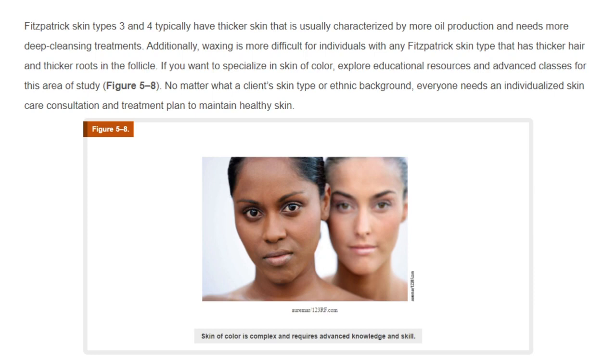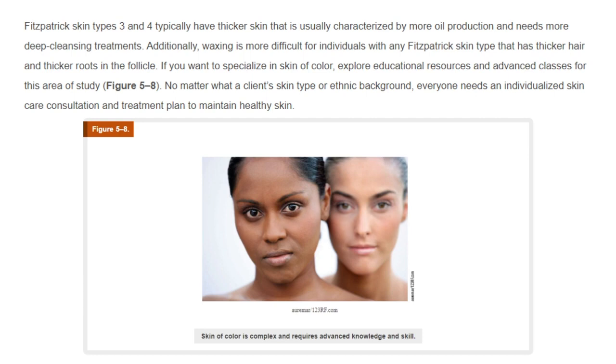Fitzpatrick skin types 3 and 4 typically have thicker skin that is usually characterized by more oil production and needs more deep cleansing treatments. Additionally, waxing is more difficult for individuals with any Fitzpatrick skin type that has thicker hair and thicker roots in the follicle. If you want to specialize in skin of color, explore educational resources and advanced classes for this area of study, Figure 5.8. No matter what a client's skin type or ethnic background, everyone needs an individualized skincare consultation and treatment plan to maintain healthy skin.